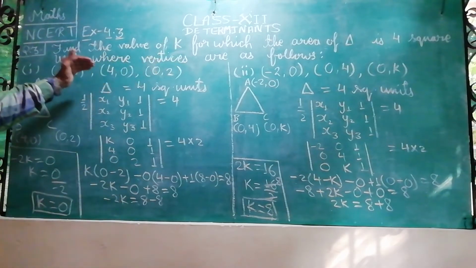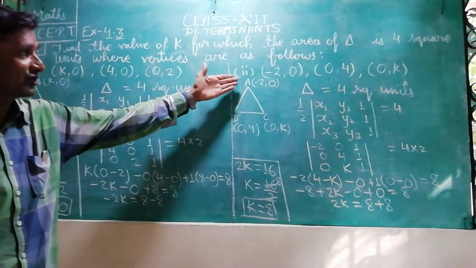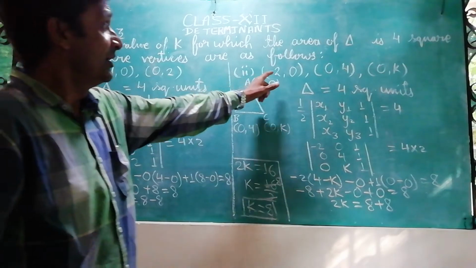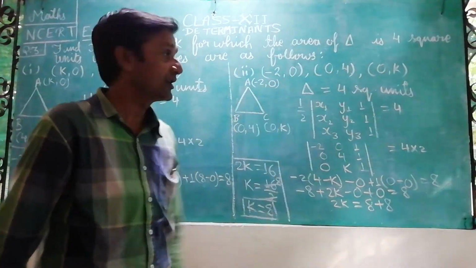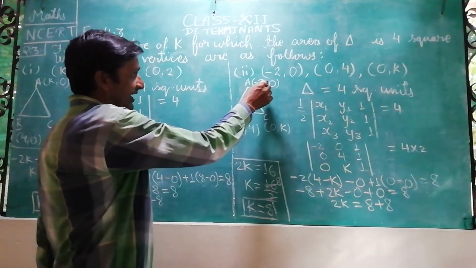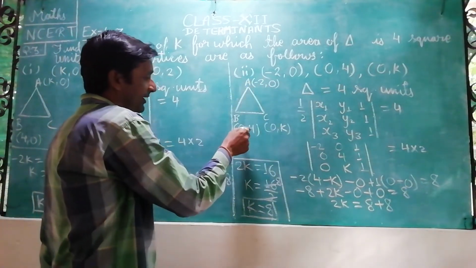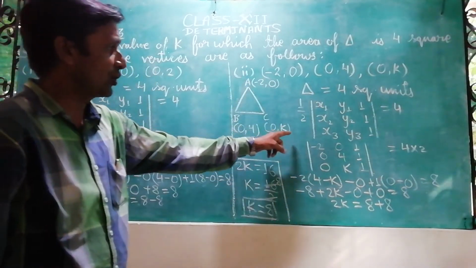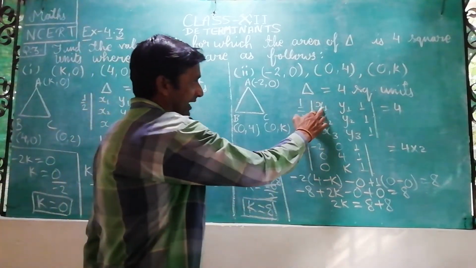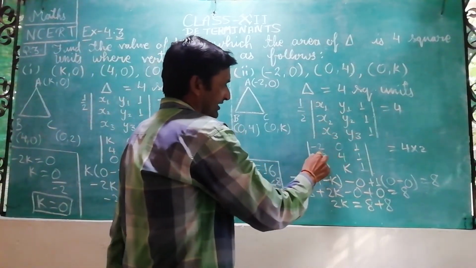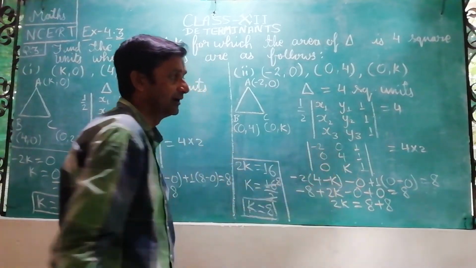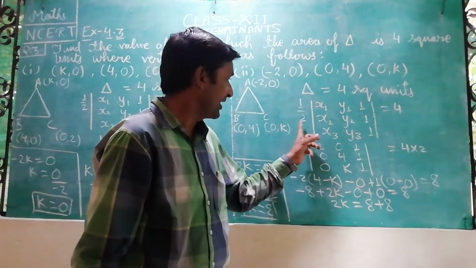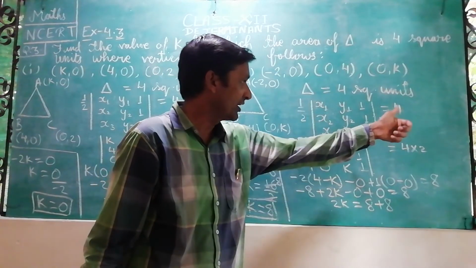That is our aim, finding the value of k was our objective. Now in the second part the vertices of the triangle are minus 2 0, 0 4 and 0 k. So the coordinates of vertex A are minus 2 0, B are 0 4 and C are 0 k. Again we put minus 2 0, 0 4 and 0 k in place of x1 y1, x2 y2 and x3 y3, and then we shifted this 2 from LHS to RHS, so it became 4 into 2.